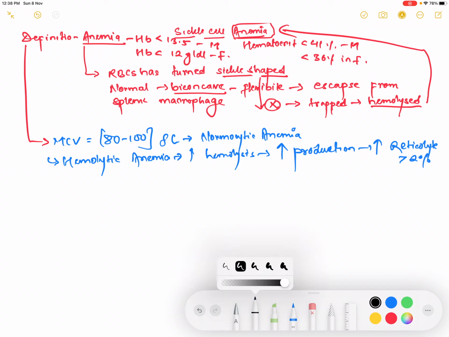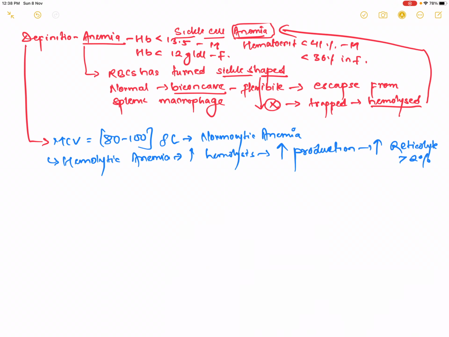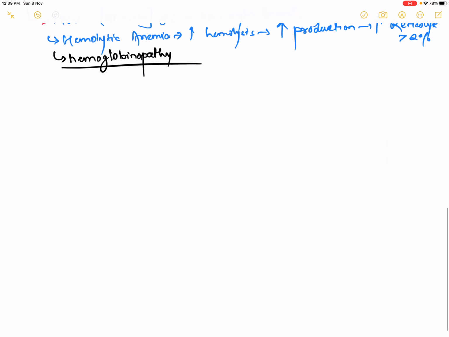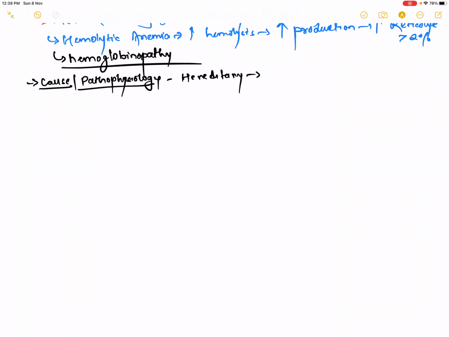So what this hemolysis is due to, we can say, is a defect in the hemoglobin. So it is also known as hemoglobinopathy. So from this point, let us discuss the cause and pathophysiology of sickle cell anemia. Basically, it is a hereditary disease. How is it inherited? It is inherited in an autosomal recessive form.